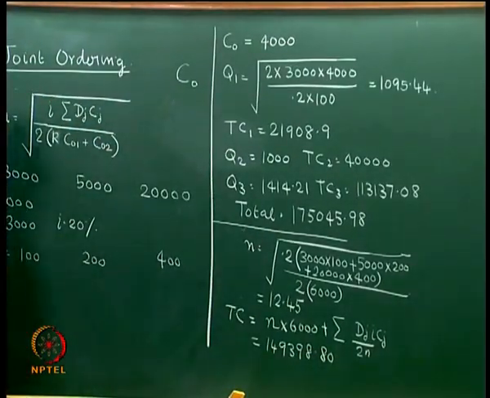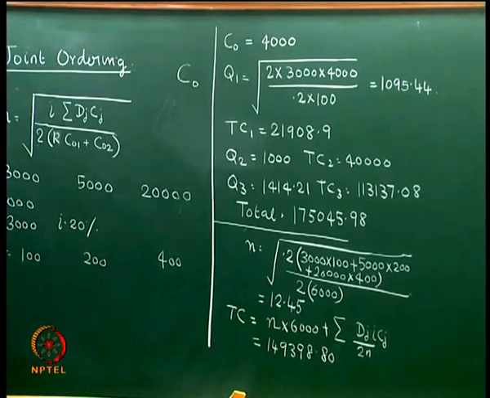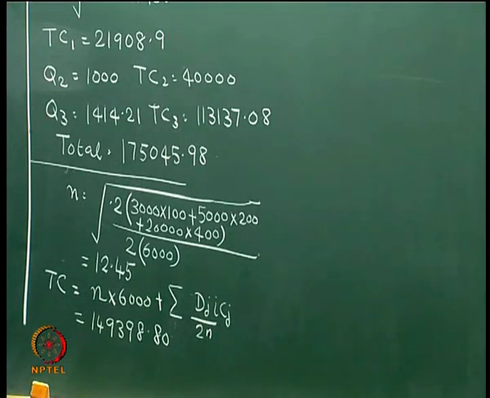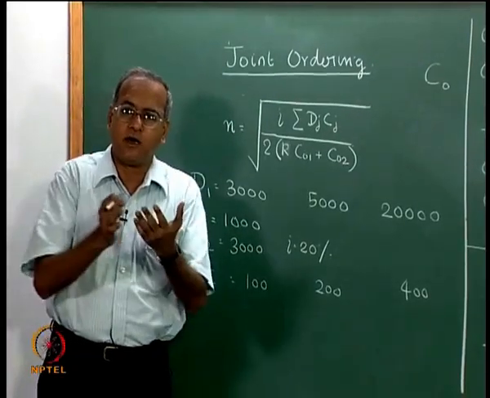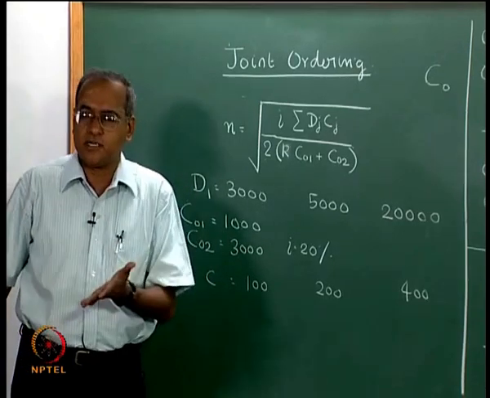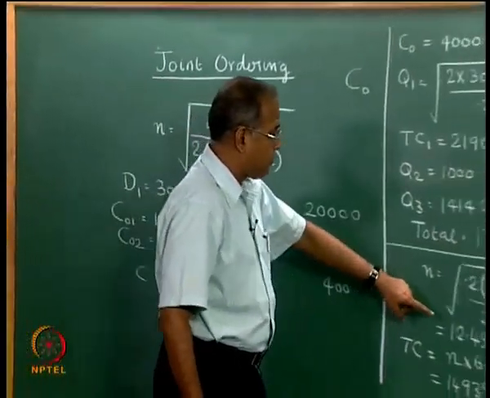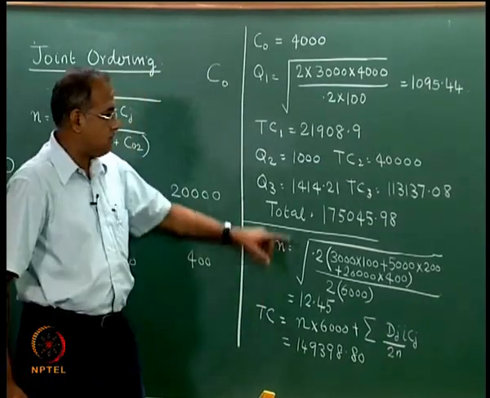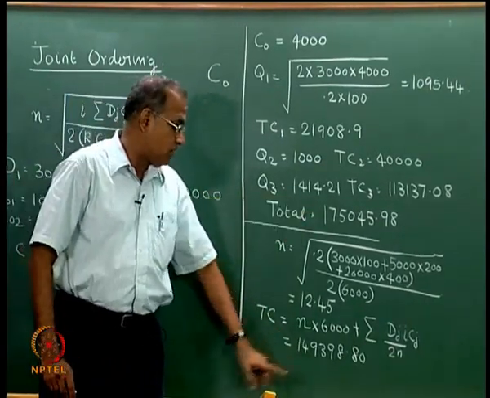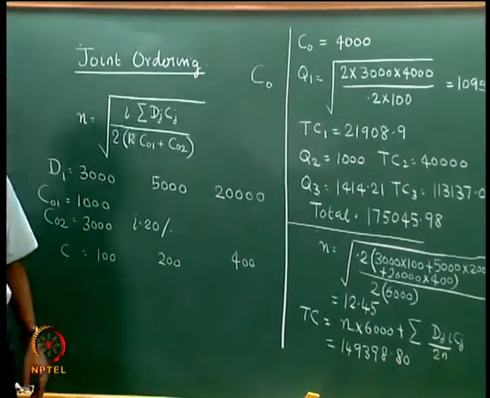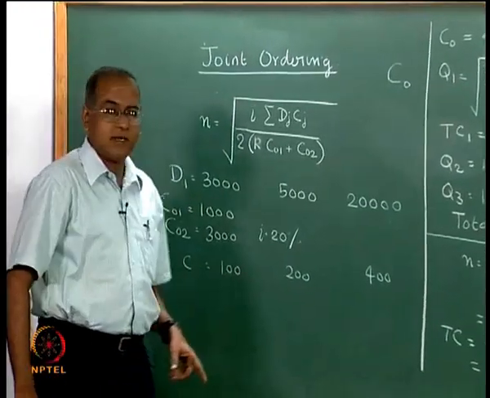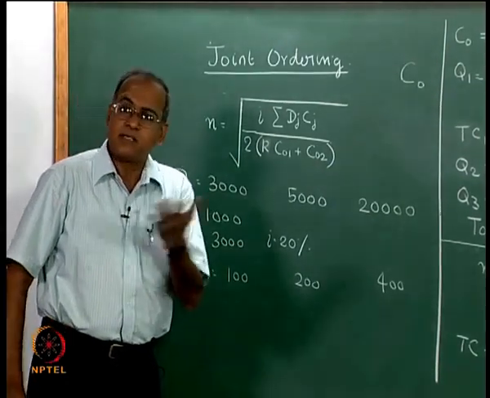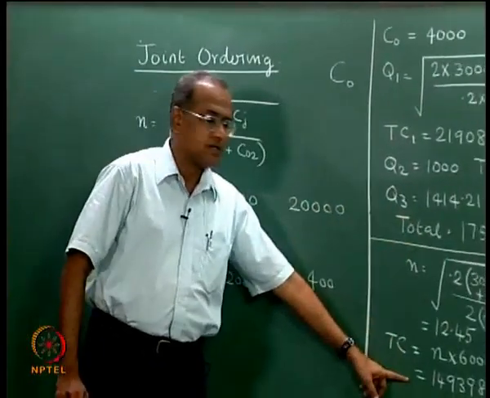So, this example tells us that if we are incurring 1000 rupees on the admin cost of ordering each item and there is a truck cost of 3000, and by joining the orders and by making sure that all three items have the same number of orders per year, now we have 12.45 orders for each of them, and then we realize that the total cost has actually come down from 175045 to 149398.8. There will be a reduction in the order cost because of the saving, but then there will be a slight increase in the inventory carrying cost because the order quantities will change, but then the sum of the order cost and carrying cost comes down significantly.